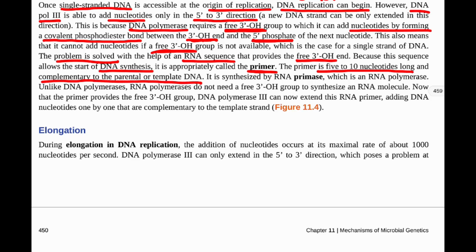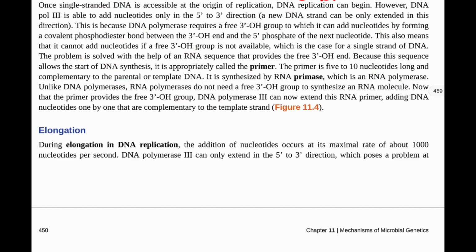It is synthesized by RNA primase, so RNA primase being the enzyme makes the primer, which is the molecule, and that is an RNA polymerase. So unlike DNA polymerases, this RNA polymerase doesn't need the 3' group to make this molecule, so it can make it easily. We can make the primer, we can stick it on the DNA in order to get it going. So now that we have our 3' group, our DNA polymerase 3 can now extend the primer and add DNA nucleotides. So I want to go down to the illustration, and we'll go back to elongation.